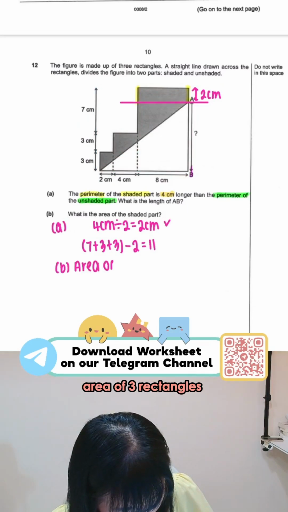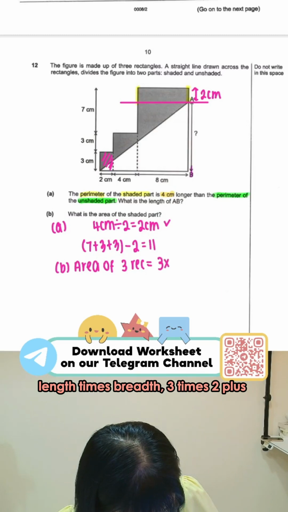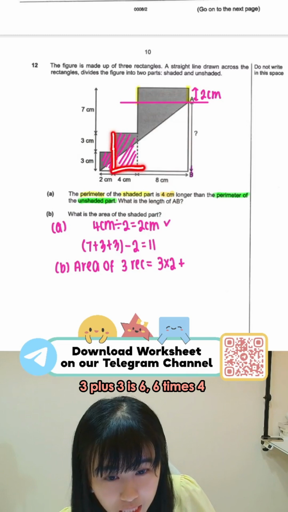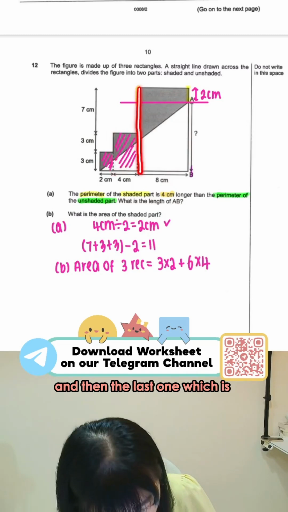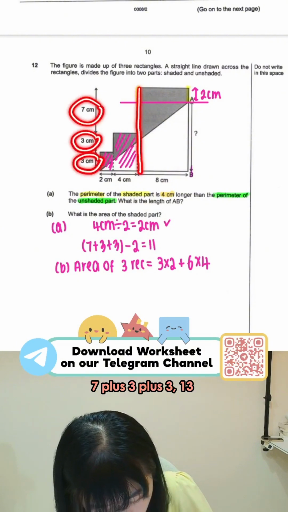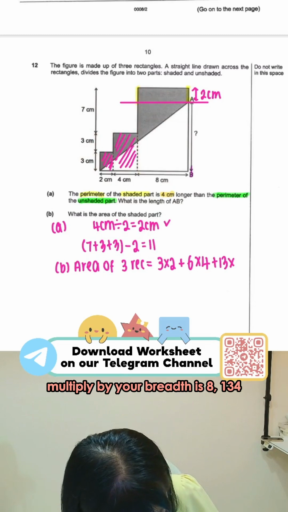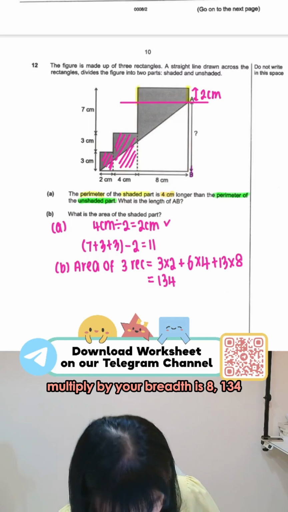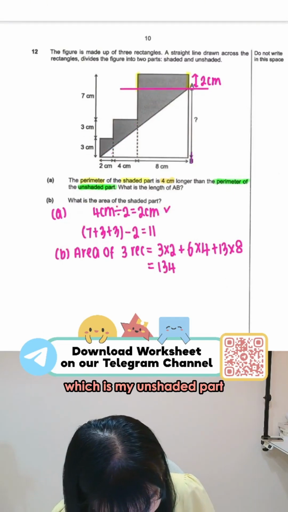Area of 3 rectangles, length times breadth: 3 times 2, plus 3 plus 3 is a 6. 6 times 4. And then the last one, which is 7 plus 3 plus 3, a 13. Multiply by your breadth, which is 8. 1, 3, 4.